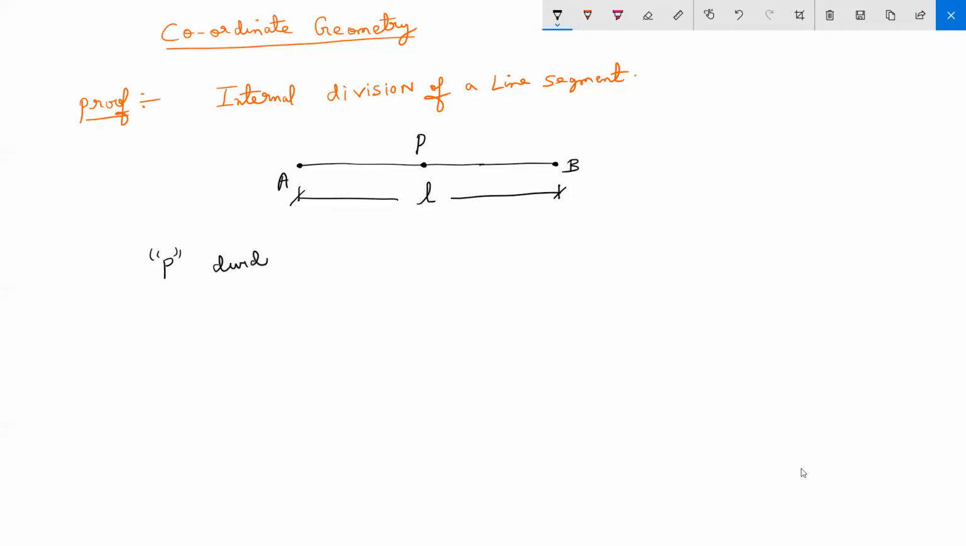P is a point which divides this line segment internally, and it divides this line segment internally in the ratio of m1 is to m2.